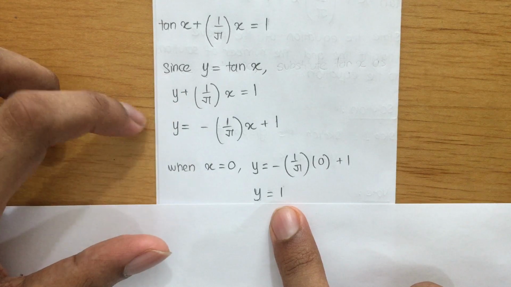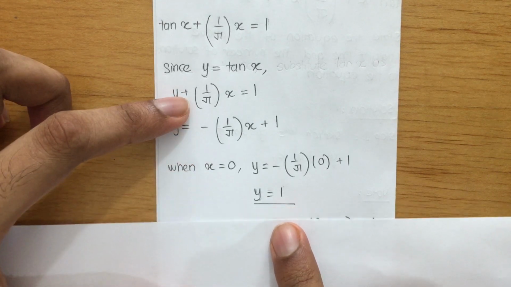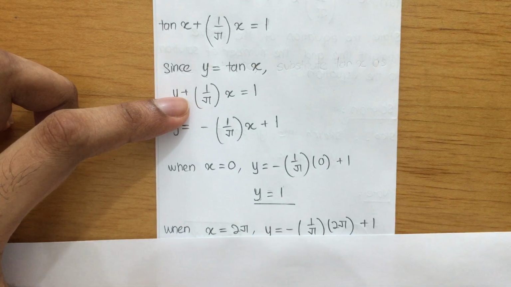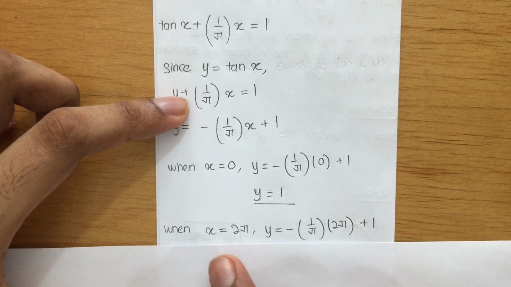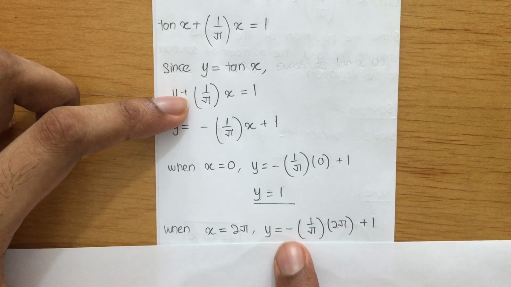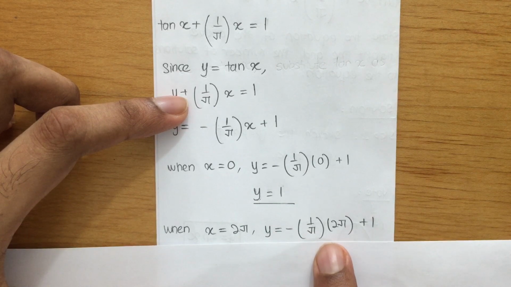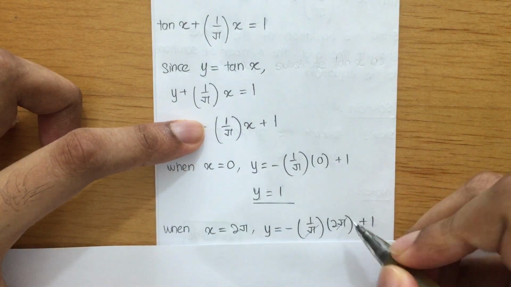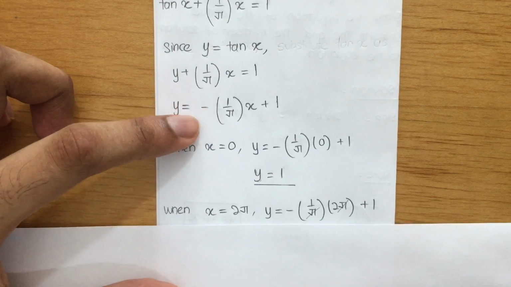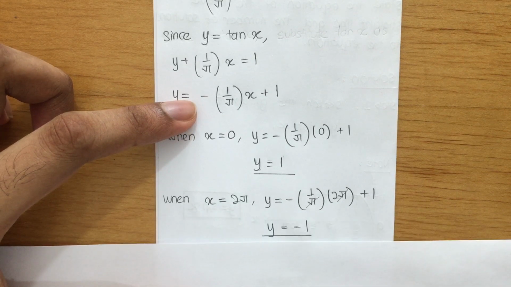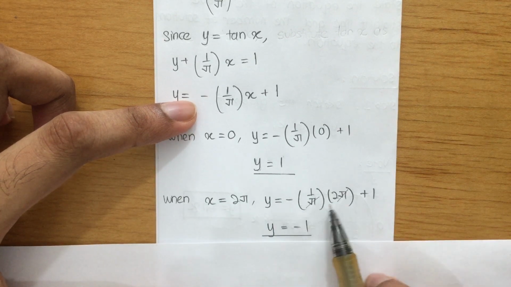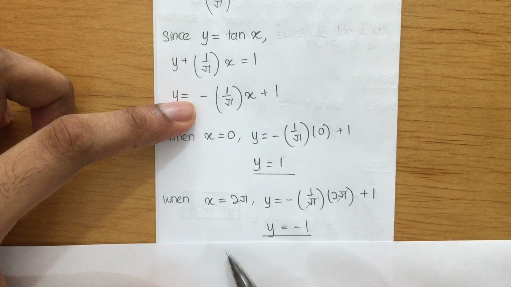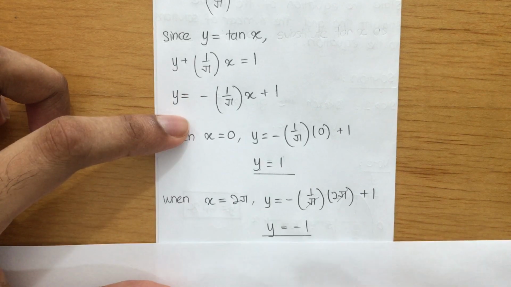What point should you substitute? In this case I recommend you substitute x equals 2 pi, because that is the end of your range, so it will be easier for you to sketch your straight line graph. When x equals 2 pi, y equals negative 1 over pi times 2 pi plus 1. Your pi and pi will cancel off. So you will get negative 1 times 2, which is negative 2, and negative 2 plus 1 gives y equals negative 1. So you have 2 points. Now we can sketch the graph.